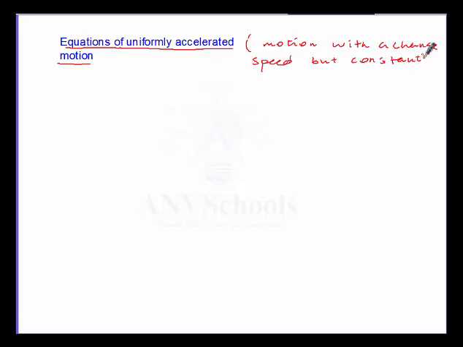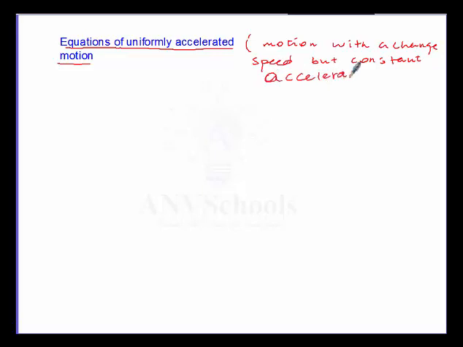Accelerated motion. This is very important. Uniformly accelerated motion: first of all, you have to know the meaning of uniformly accelerated motion. It's a motion with a changing speed. The speed changes, but the rate of change is constant. That is, constant acceleration. The change of velocity is constant, with constant acceleration.